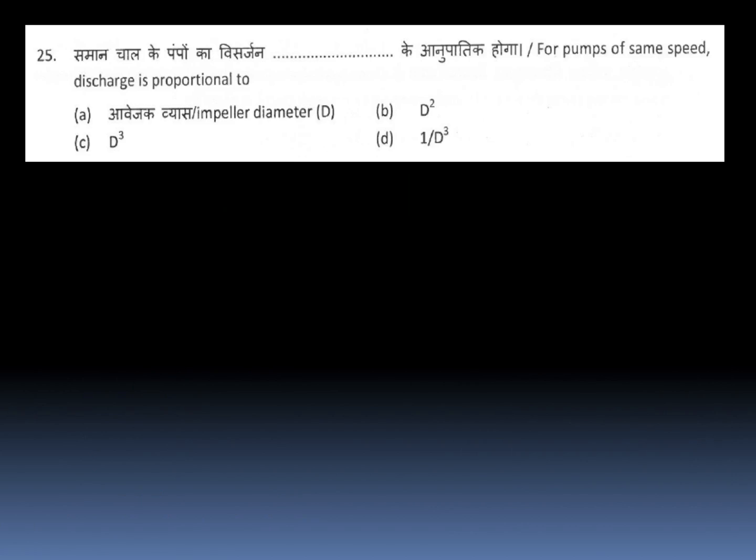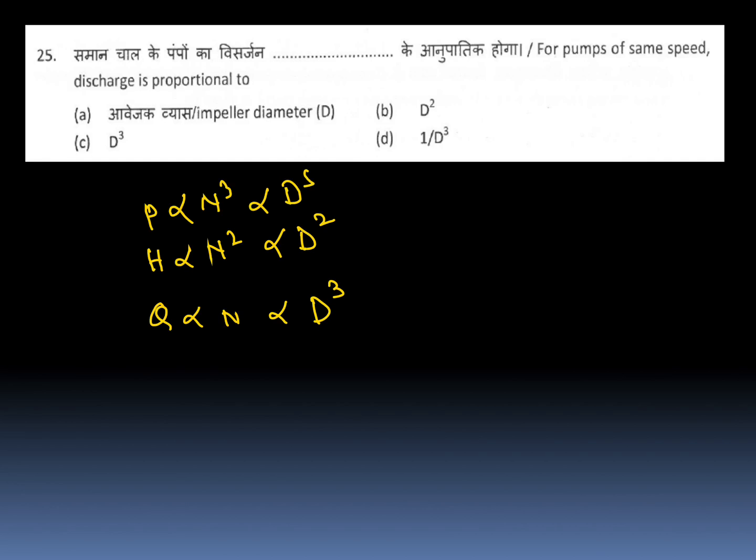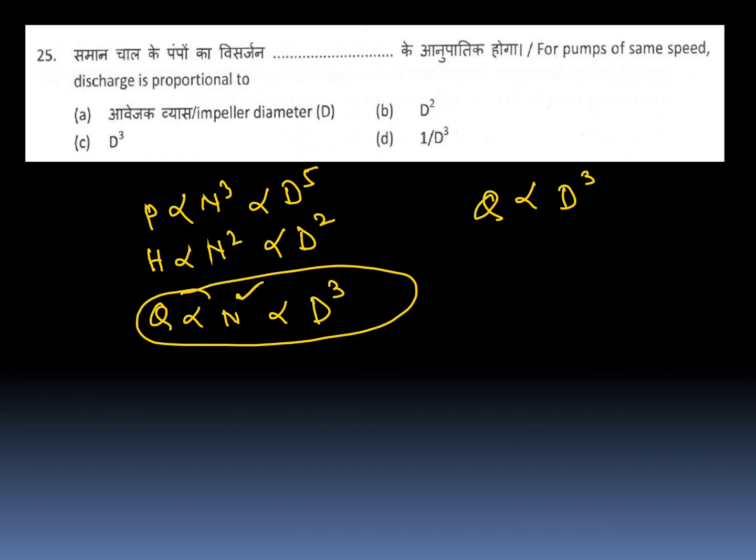Question: for pumps of the same speed, discharge is proportional to what? Pumps, I already told: power, head, and discharge are proportional to n, n square, n cube, and to D cube, D square, D to the power 5. So in this question, discharge speed is the same, so Q is proportional to D cube. So option C is your answer.